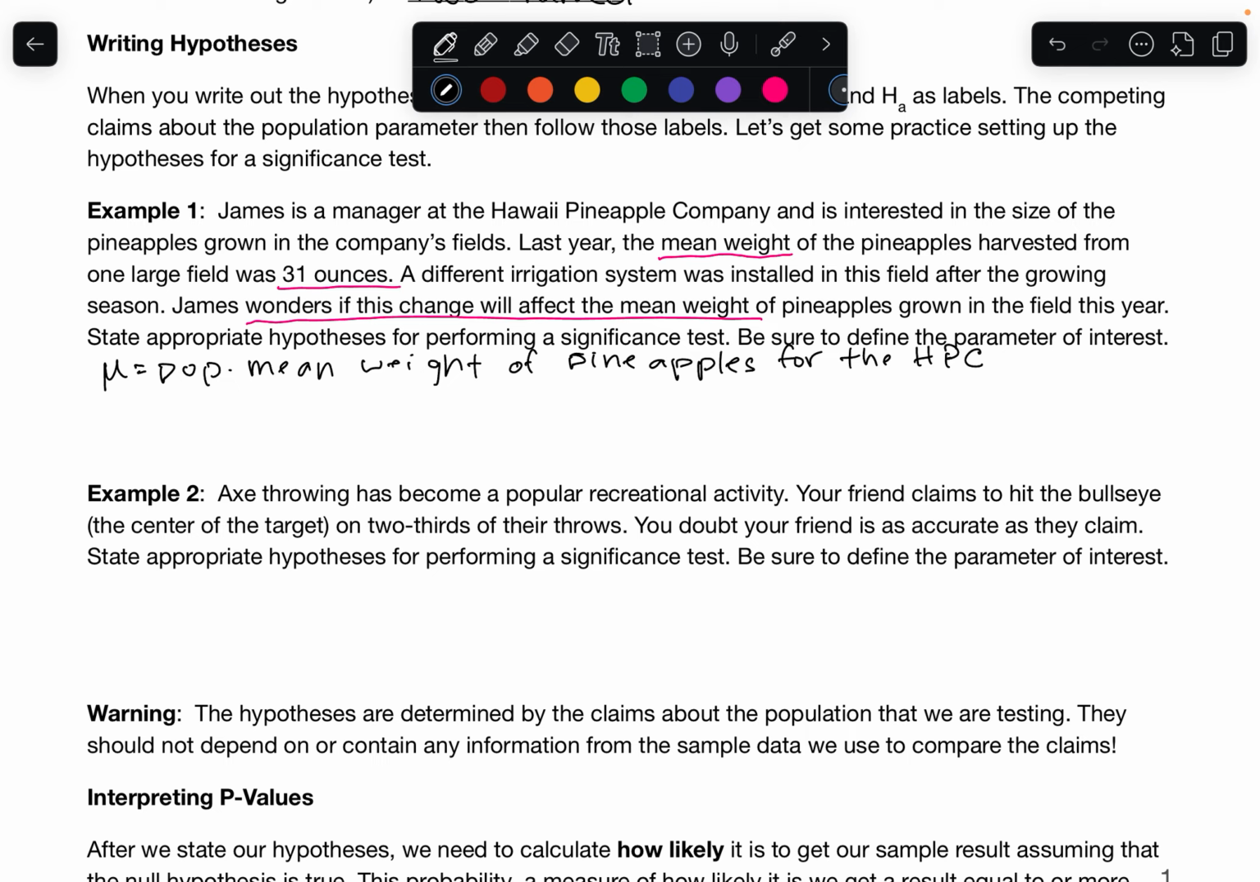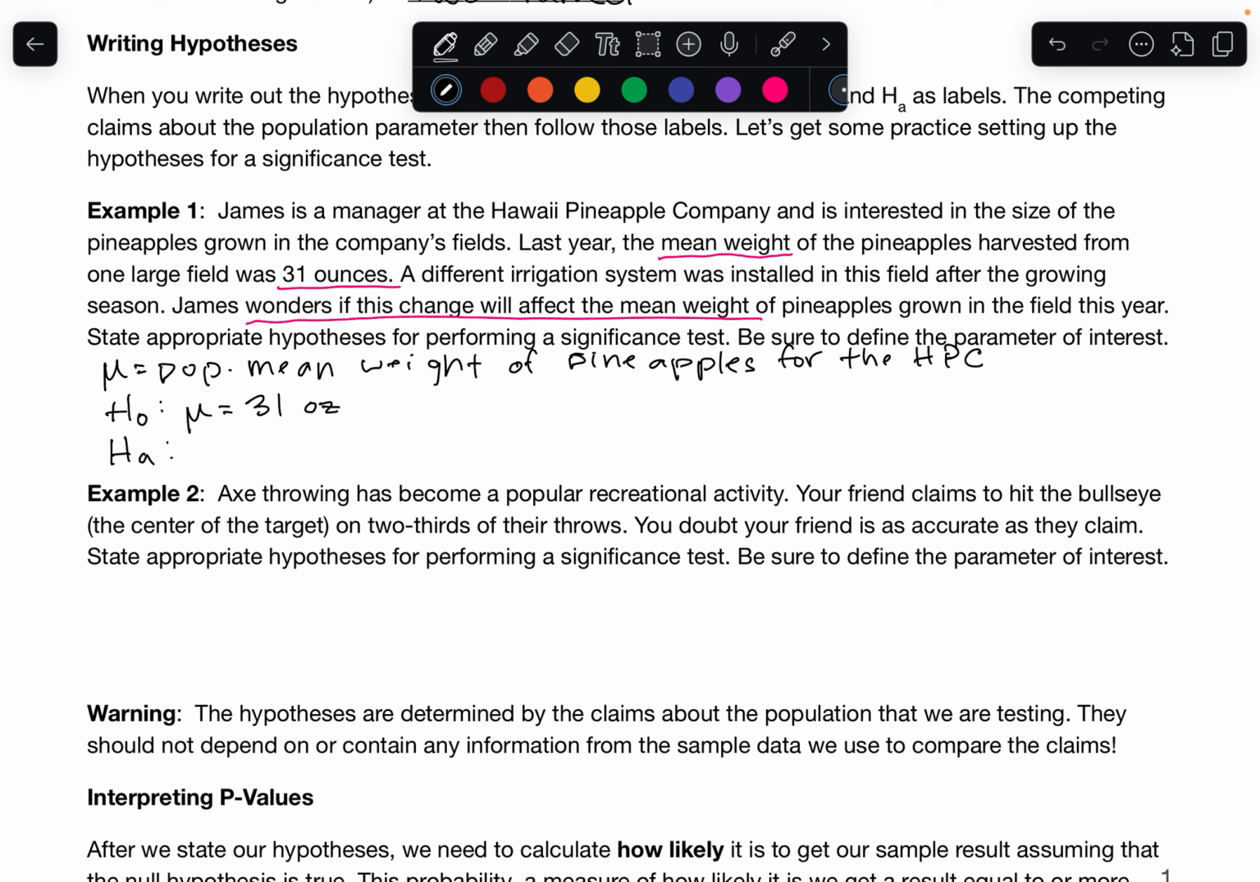And then I want to define my hypotheses. So first I'm going to write my labels, HO, HA, with colons. Then I am going to make the statements about the population parameter. So the claim is the mean is equal to 31 ounces. That was the statement that was made from last year. It was 31 ounces. We're assuming it's still 31 ounces.